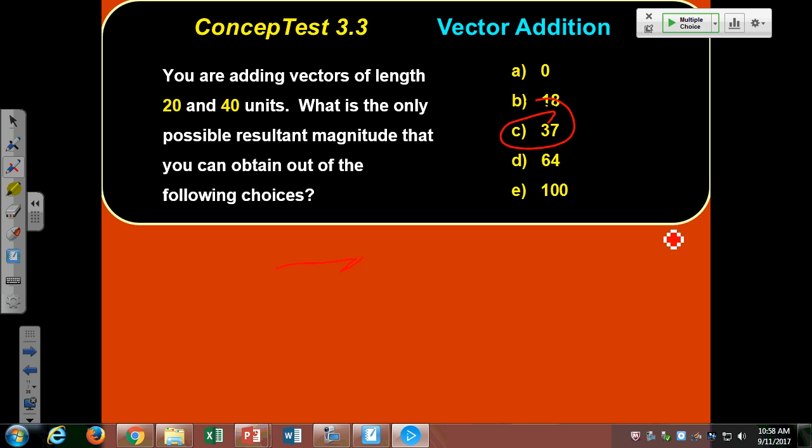You can have them in the same direction. That would be 60 units long. Or you can have them in opposite directions. That would be 20 units long. Somewhere between 20 and 60.